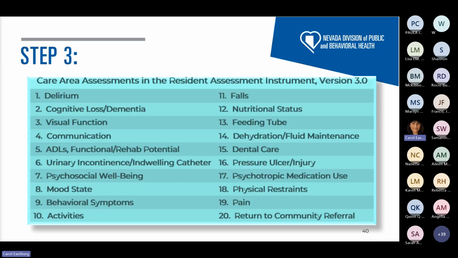Now it's time to look at the CAA resources in Appendix C for each care area triggered by Mr. R. The first care area triggered on this list is memory under number 2, cognitive loss dementia, which you will find on page C-10 of the manual or page 769 of the 1710-page PDF.